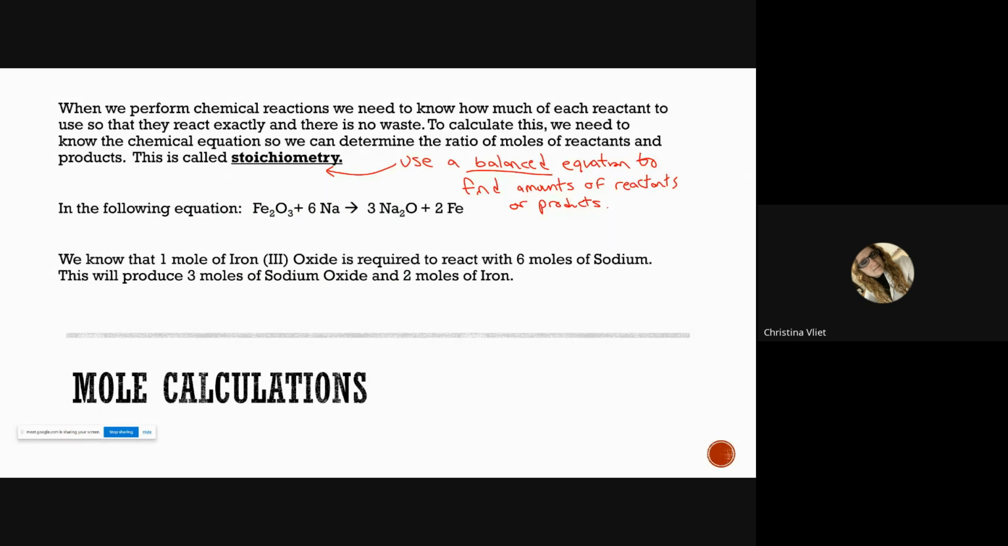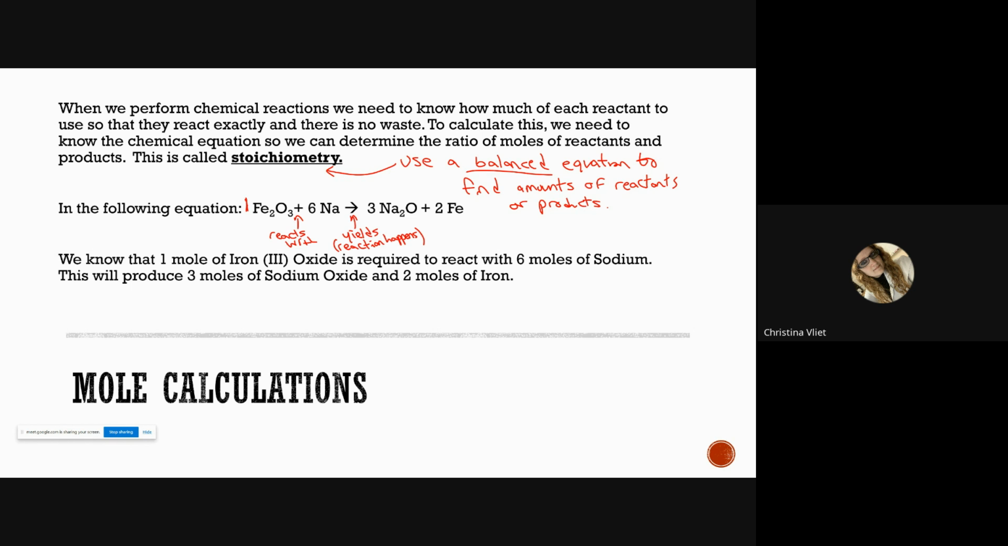Moles to moles is the following. When you read a chemical equation, and we're not going to go over balancing equations today, we're likely going to do that on Thursday with the empirical and molecular formulas, but when you read a balanced chemical reaction, you're supposed to actually read it as moles. 1 mole of iron(III) oxide reacts with 6 moles of sodium to make, this is called the yield sign, which also means reaction happens, 3 moles of sodium oxide and 2 moles of iron.